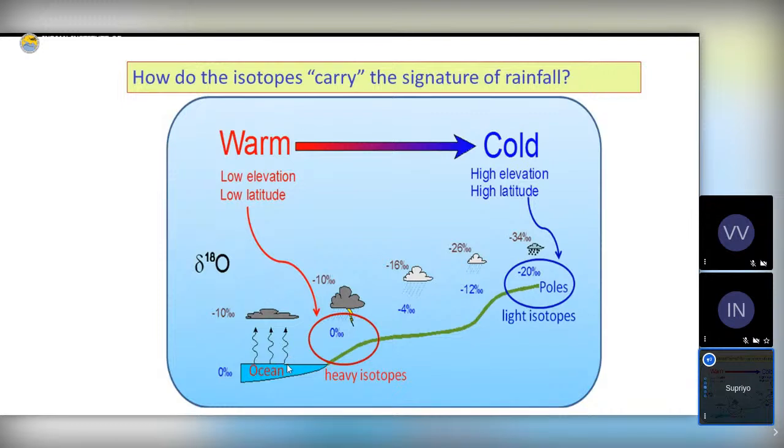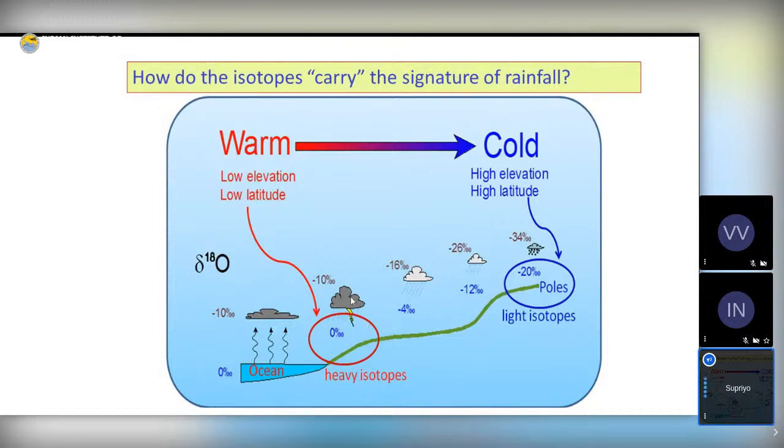For example, when it evaporates from the ocean, if we consider the isotopic value of ocean water as 0 per mil, then the evaporated vapor, which is depleted in heavier isotope, will have -10. So 0 becomes -10. When this moisture moves inland or is transported to the high latitude region, it progressively gets depleted in heavier isotopes, because as I mentioned earlier, the condensed phase prefers heavier isotopes.